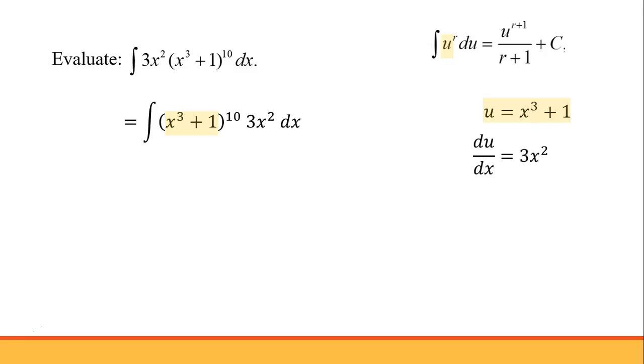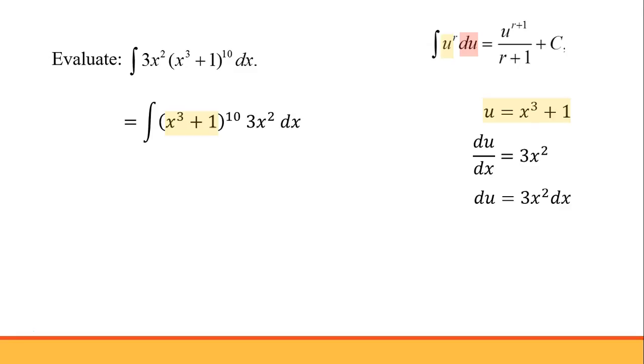Now that means that we could take the derivative of u with respect to x, and we would get the derivative of x to the third plus 1, which is 3x squared. If you look at our basic integration formula, you'll notice there's also a factor of du. So what we're going to do is take du dx equals 3x squared, and we're going to multiply both sides by dx to solve for the du. So du equals 3x squared dx.